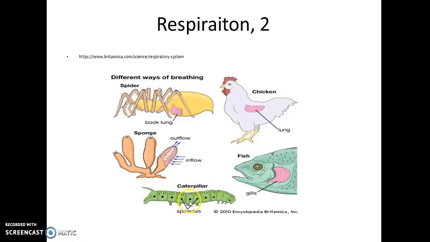Caterpillars and all insects have these spiracles, which are the holes on the outside, and the holes lead to tubes, the tracheal tubes, which take the oxygen to the cells. Gills, I know this is a fish, which is a vertebrate, but gills are found also in invertebrates.